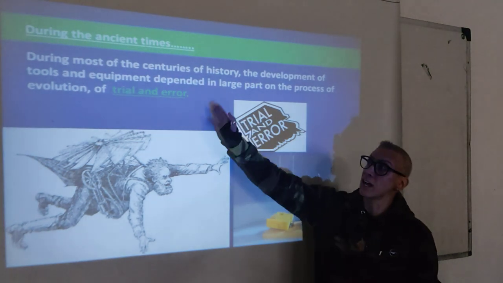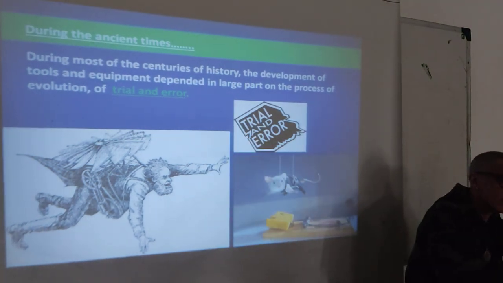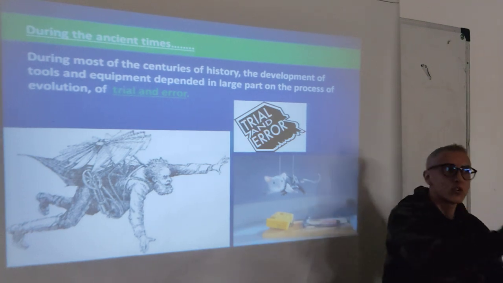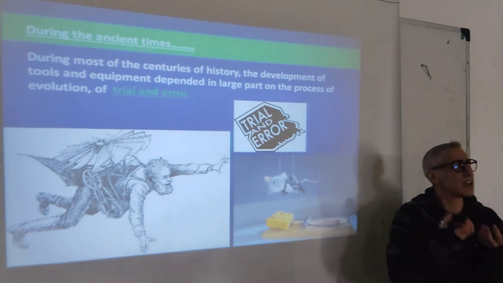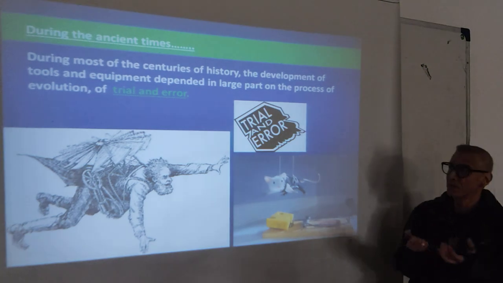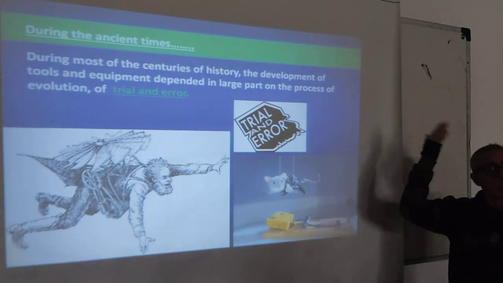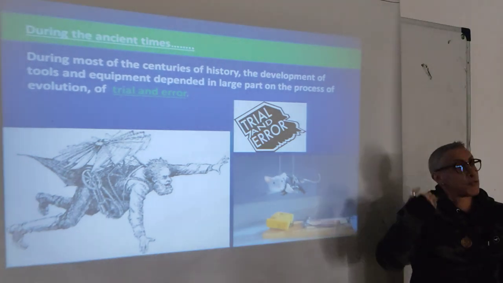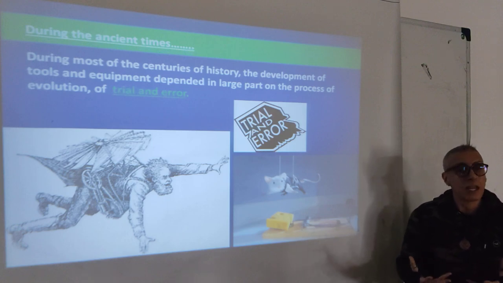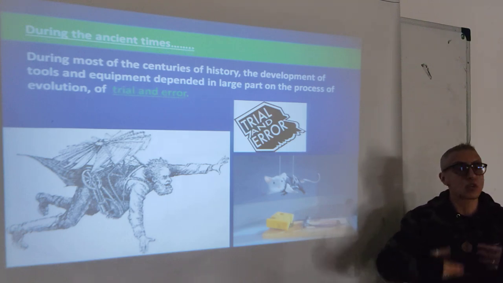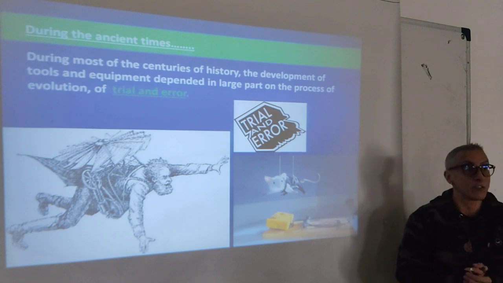So it's trial and error. You try something, you design it, you try it. If it's not good, you go back, you redesign, and so on. In a very, very basic way. So this is how it was in the past, before ergonomics really became a science and books with guidelines came out for designers to use.